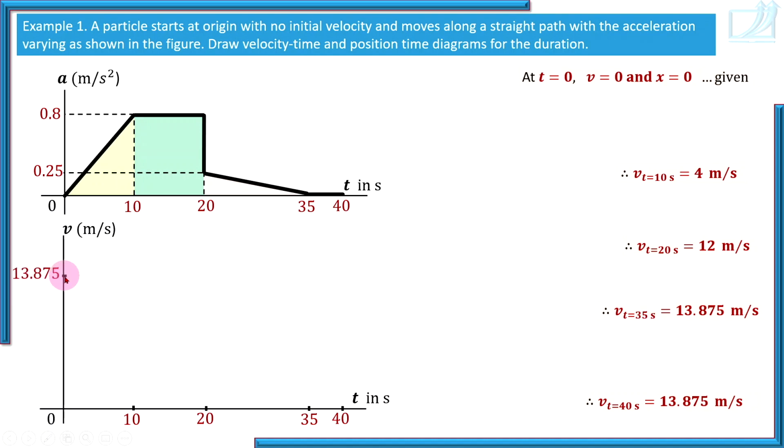This is the highest value of velocity. That means the VT diagram will not go above this level. And with reference to this value, in proportion with this value, you should mark all other values. So now we'll mark all other points.